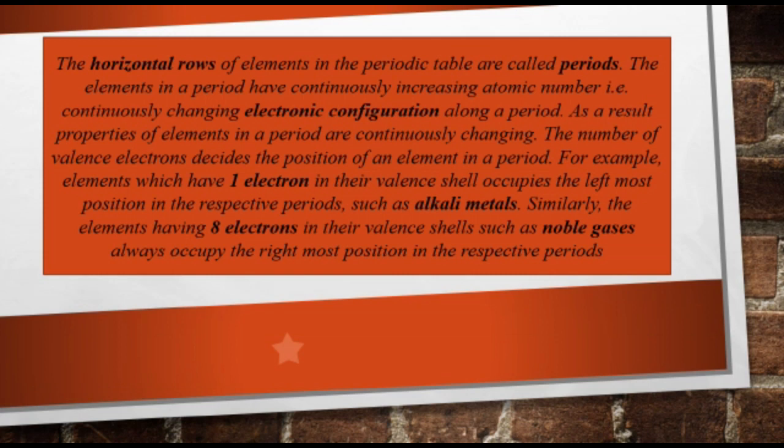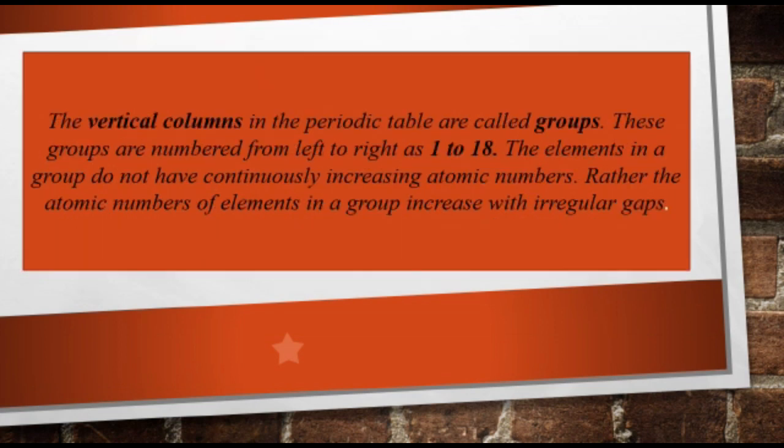For example, elements which have one electron in their valence shell occupy the leftmost position in the respective period, such as alkali metals. Alkali metals have one electron in the outermost shell, so we have put them in the first position. Similarly, elements having 8 electrons in their valence shell, such as noble gases, occupy the rightmost position in the respective period. The vertical columns in the periodic table are called groups.